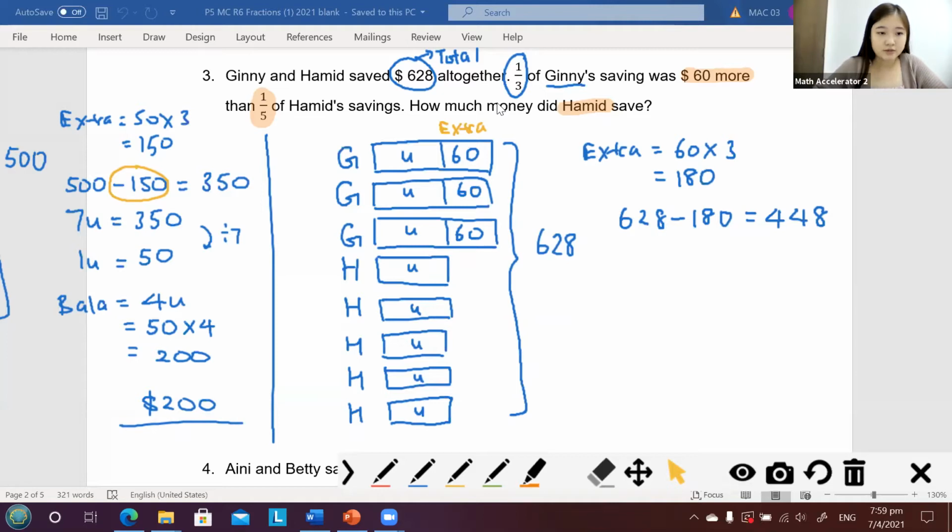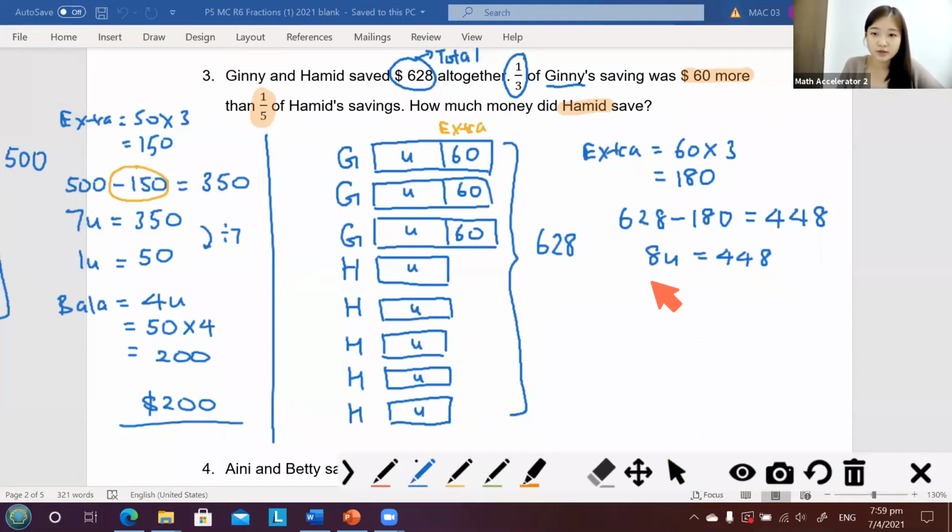So let's take a look. These are the answers that you selected. You can see majority of you chose $280. Let's check if that's the answer. So what do you do next? You already subtracted the extra. So you have 1, 2, 3, 4, 5, 6, 7, 8 units, equal units. So your 448 is going to be your 8 units.